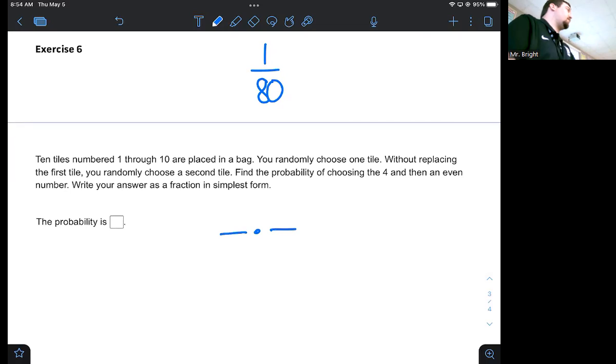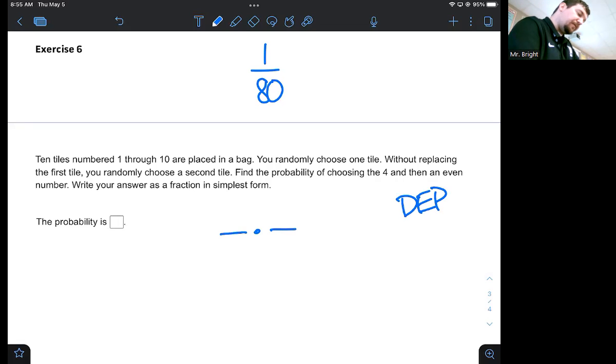Am I putting the number back in? No. So what kind of probability is this? Dependent probability. What I draw the first time is going to affect what I draw the second time. And if for no other reason, for the fact that there's one less tile in the bag, right? That probability is not going to be out of 10 again.